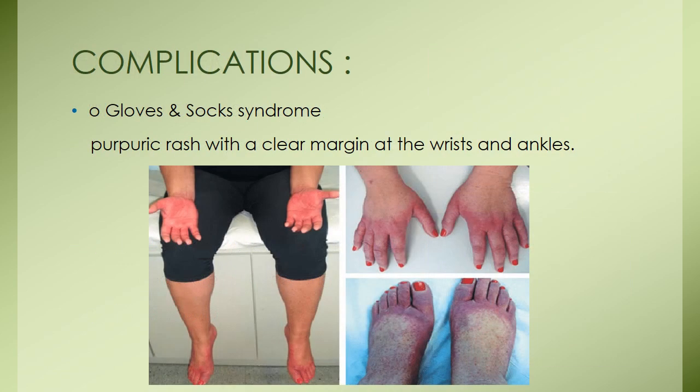So now we will discuss the complications. Gloves and socks syndrome is one of the complications. It is a purpuric rash with a clear margin at the wrists and the ankles. In the pictures you can clearly appreciate the rash with a clear margin. So it's called gloves and socks syndrome.